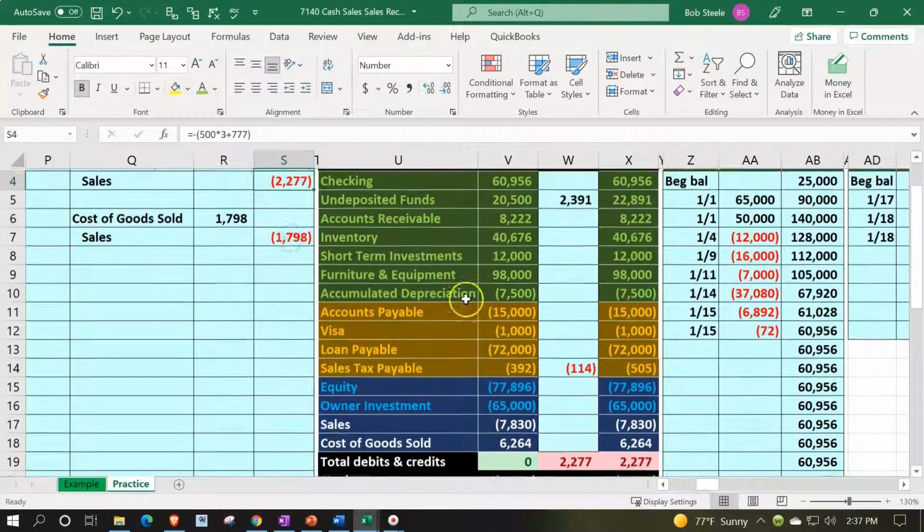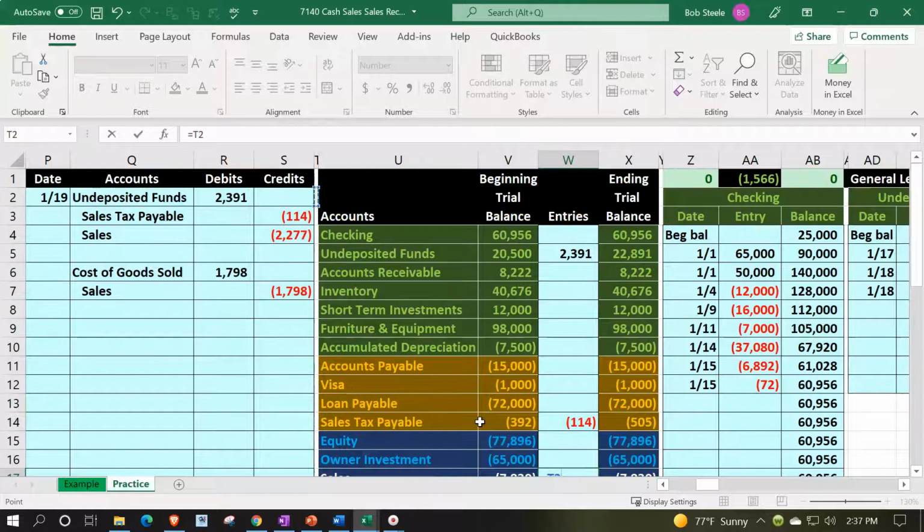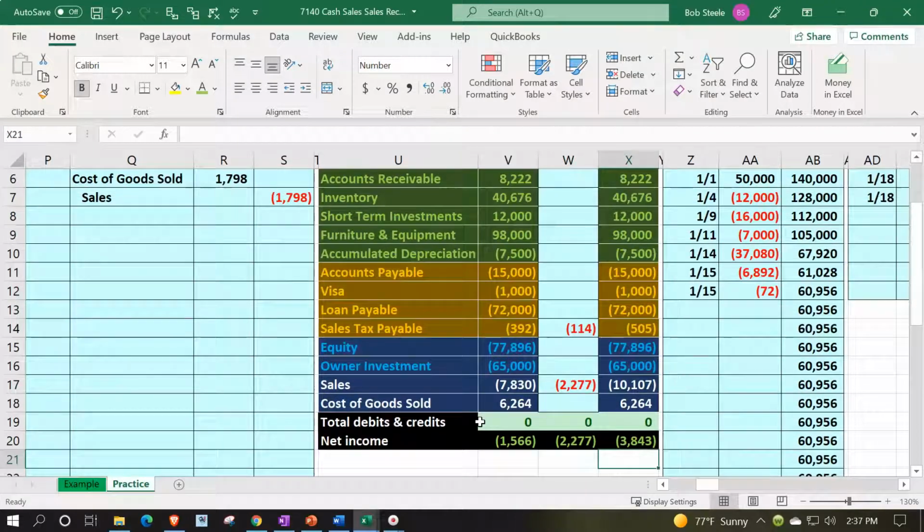The sales then on down below. Sales down below, we're in W17. It's going to be equal to picking up the sales at the 2277. 2277 takes the sales up from the 7830 up by the 2277 to the 10107. That's an increase, not a decrease, because we're in the credit direction. It brings net income up from 1566 up by the 2277 to 3843.